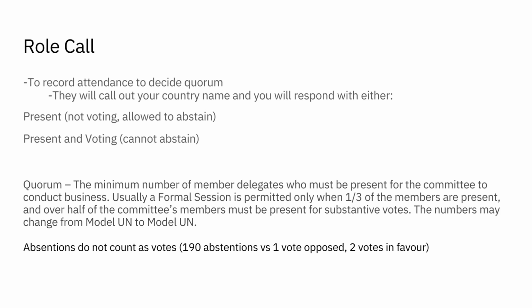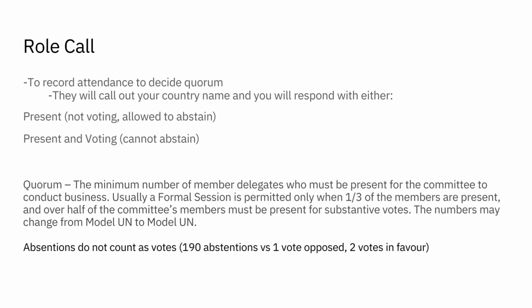Because if you don't have enough committee members, then you cannot do voting properly, and it'll be biased. For a formal session, you need 1/3 of the members present. Over half the committee members must be present for substantial votes, and the numbers may change for different Model UNs that are bigger or smaller, depending on what they are for. And you have two options for roll calls: present and voting, and present.